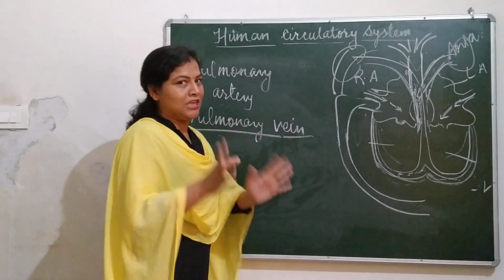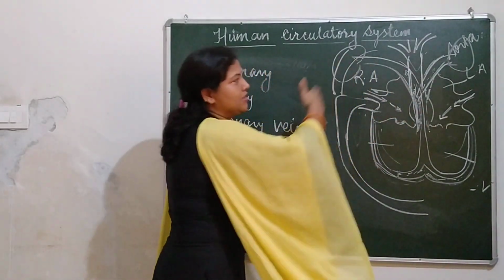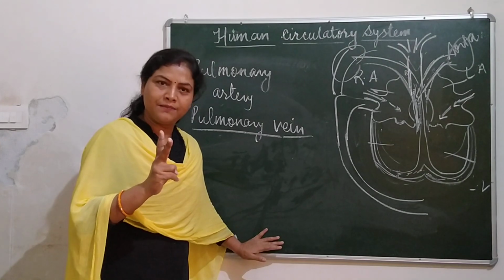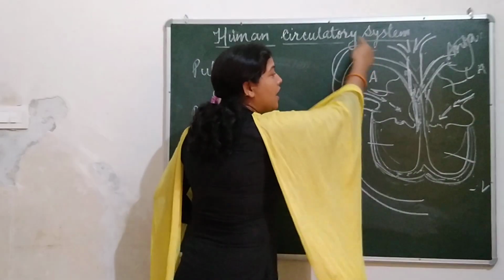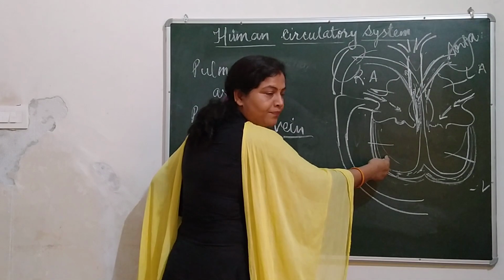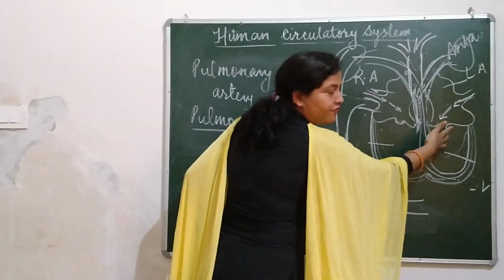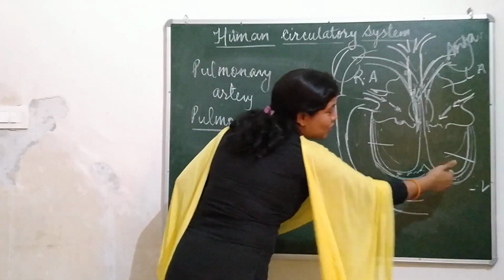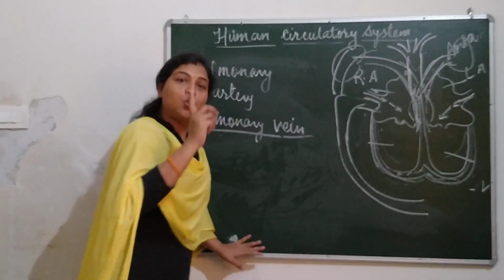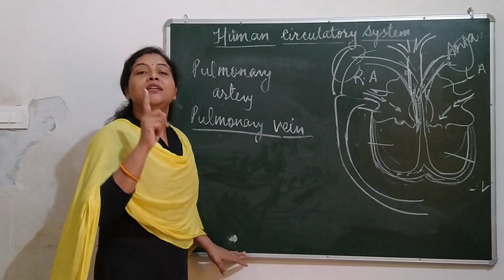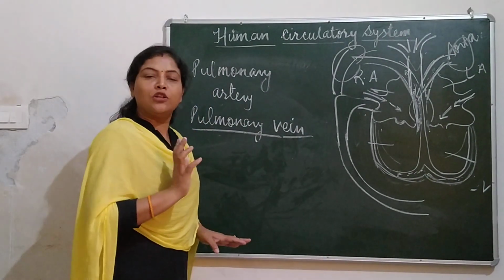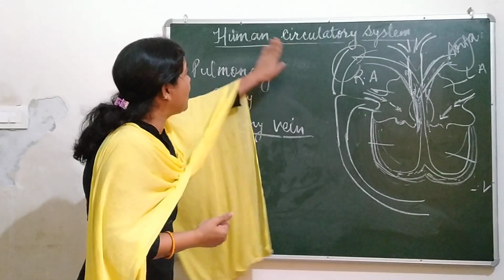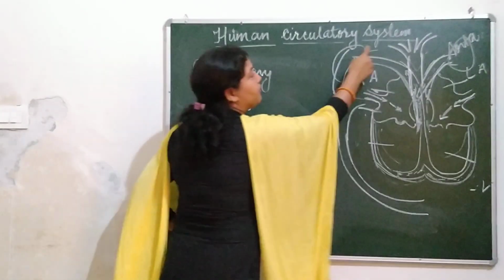So you just see properly, in this heart you can see blood is coming twice. First from the body to the right part of the heart, and from the left part of the heart to the body. Can you see this? So this movement of blood twice in the heart is also known as double circulation. So this is all about the human circulatory system.